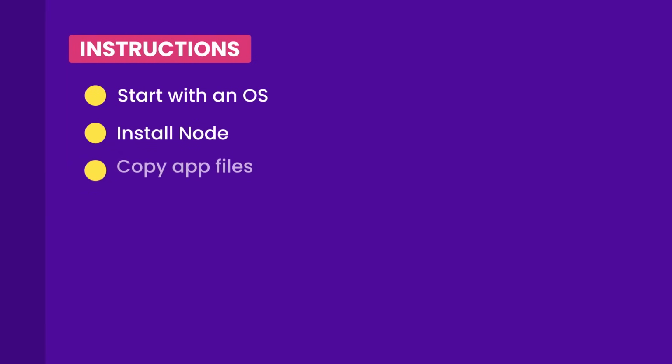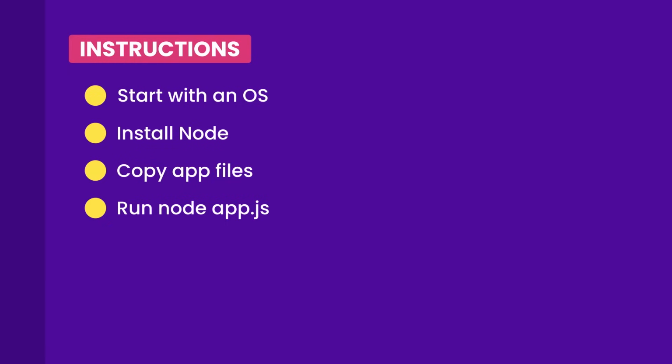So here are the instructions for deploying this program. We need to start with an operating system. Then we need to install Node, which is an execution environment for JavaScript code. Next, we need to copy our application files. And finally, we need to run node app.js. So we have to follow 4 steps just for a simple program.